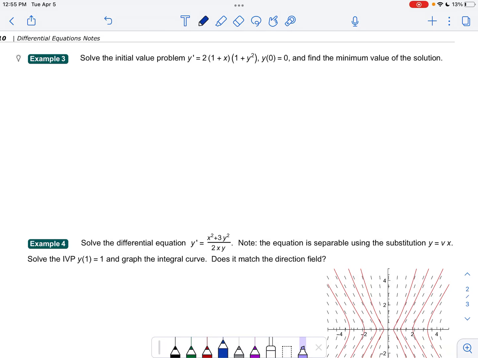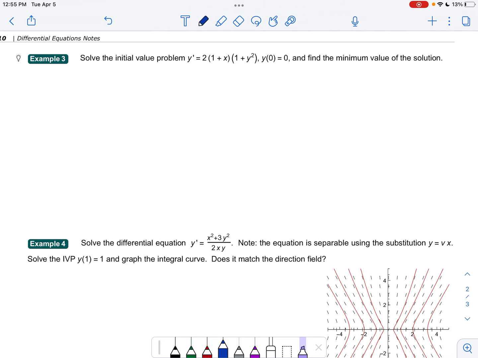Example 3 says, solve the initial value problem. y prime equals 2 times (1 plus x) times (1 plus y squared), and the initial condition is y of 0 equals 0. Once we find the solution for y, we want to find where that function has a minimum value.